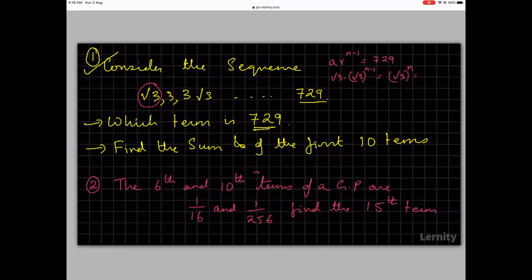729 is 9 into 9 into 9 into 9, 9 power 4. 9 into 9 is 81, 81, 729. So this is 3 squared, so this is 3 power 8. So root 3 power 16 is equal to root 3 power 16, so n is equal to 16. Do we understand?